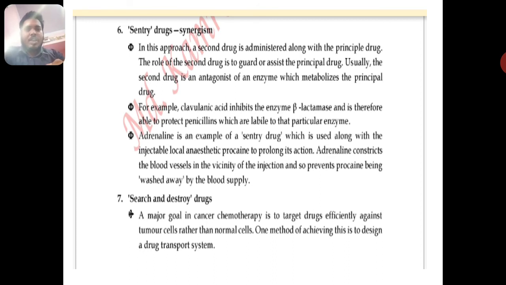Then search and destroy drugs. Search and destroy drugs are mainly used in cancer chemotherapy to target drugs efficiently against tumor cells rather than normal cells. One method of achieving this is to design a drug transport system.